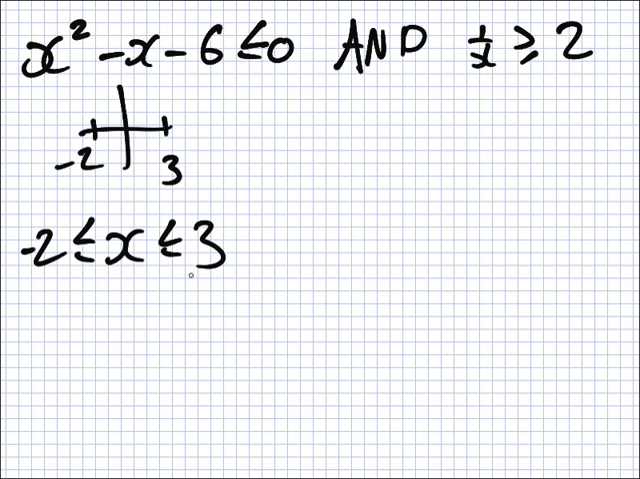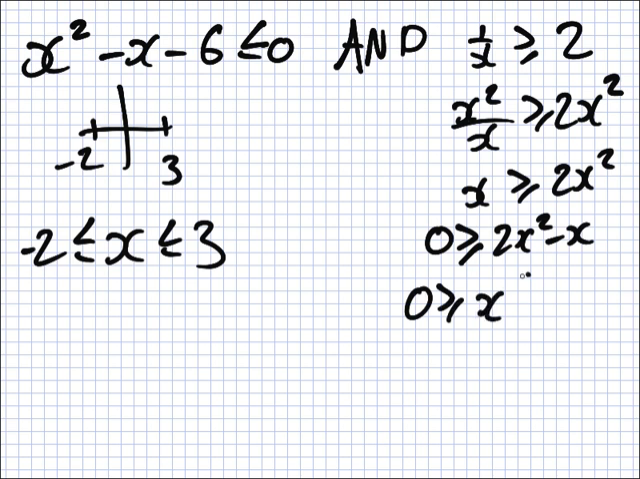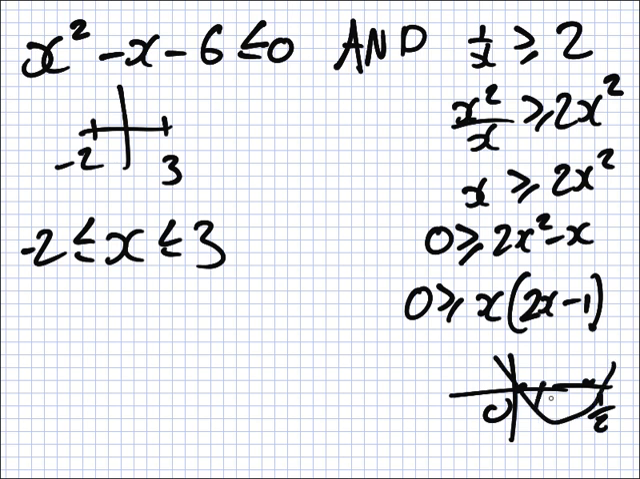Okay, now let's be a bit more careful here, make sure I get it right. Multiply everything by x squared. So that means x is more than or equal to 2x squared. So 0 is more than or equal to 2x squared minus x. 0 less than or equal to x times 2x minus 1. That's 0 and a half, and we want to be underneath.